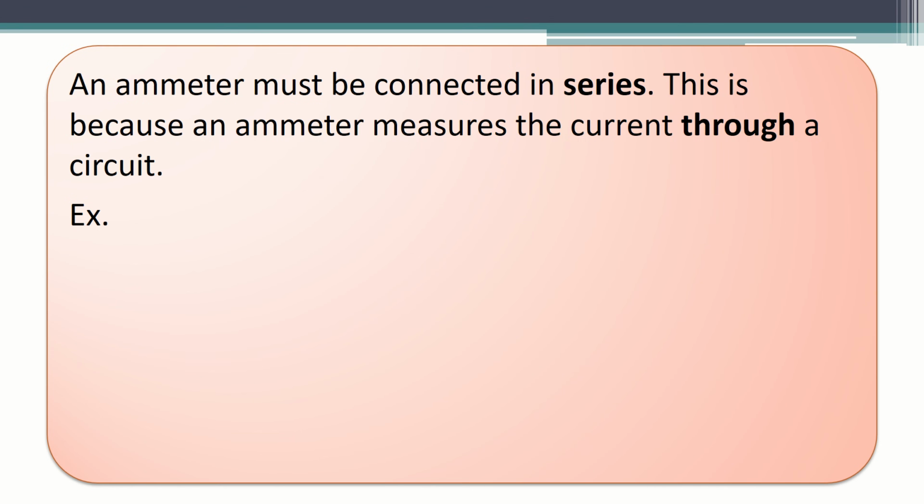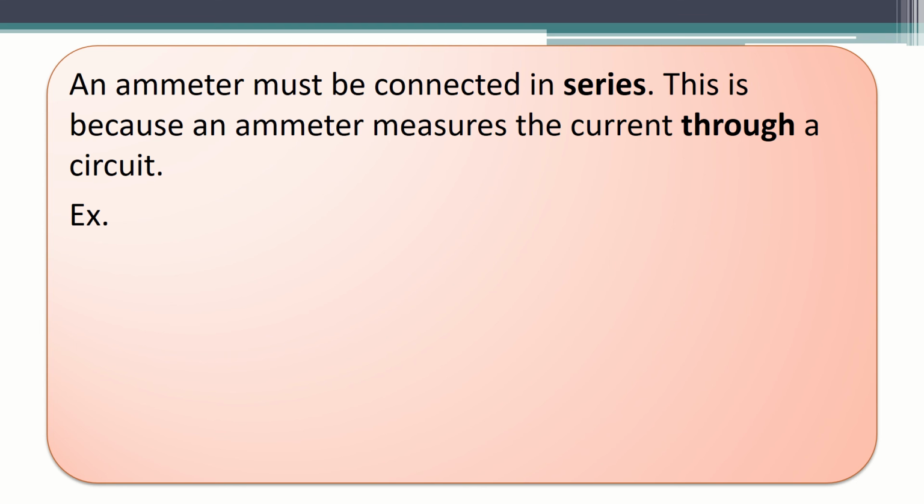Now for the ammeter, which measures the current, which again is the amount of electrons that flow through the conductor, we have to break the circuit apart and connect it in series. This is because the ammeter measures the current through the circuit, so we have to break the circuit apart and actually insert the measuring device, so it lets the current flow through the device and tell us what the actual current is.